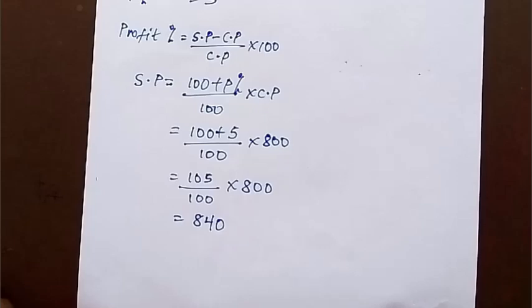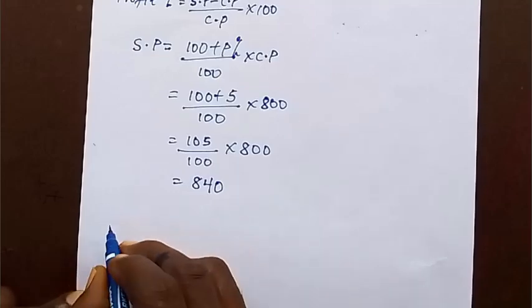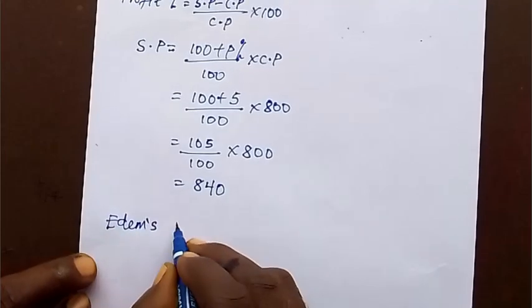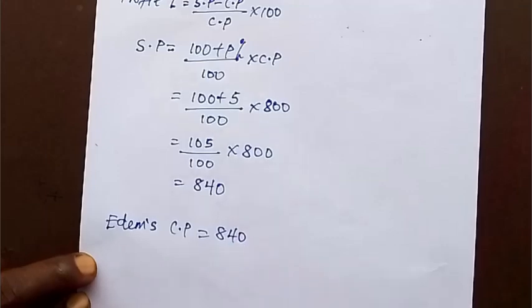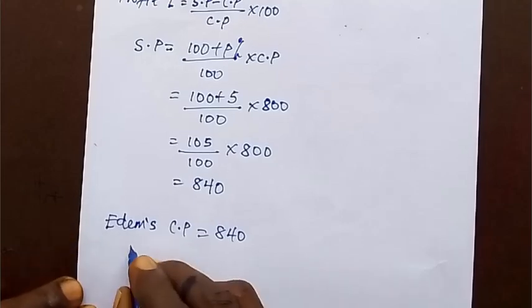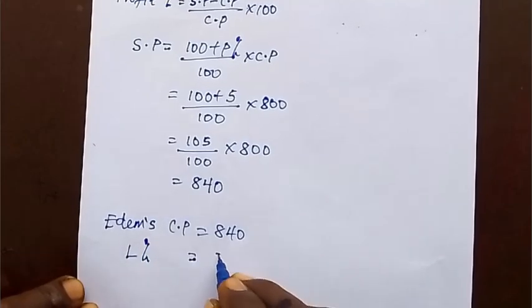Like I said earlier, you need to know that the selling price of Joe is now how much Edem is buying the radio for. So now Edem's cost price is 840. But for Edem, he made a loss after selling the radio. So we have been given the loss percent, which is 5.